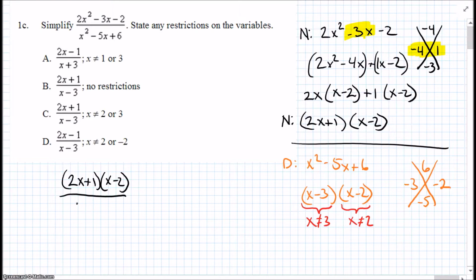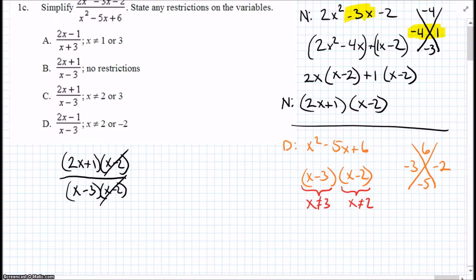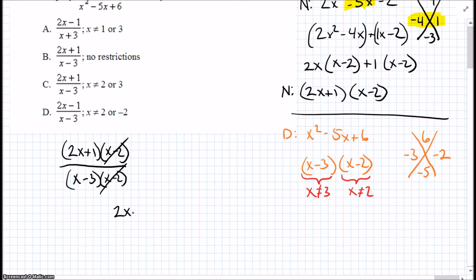Alright, so let's write the denominator over here. So all that is over x minus 3 times x minus 2. What cancels? Well, the x minus 2's cancel. So my final answer is going to be 2x plus 1 over x minus 3. And x cannot equal 2 or 3.